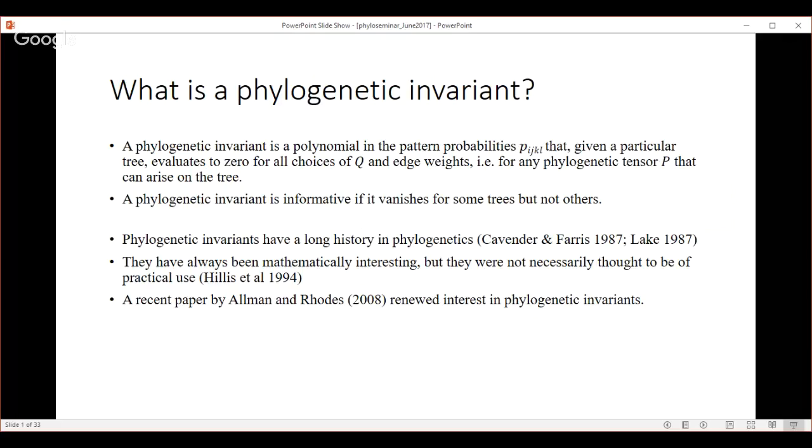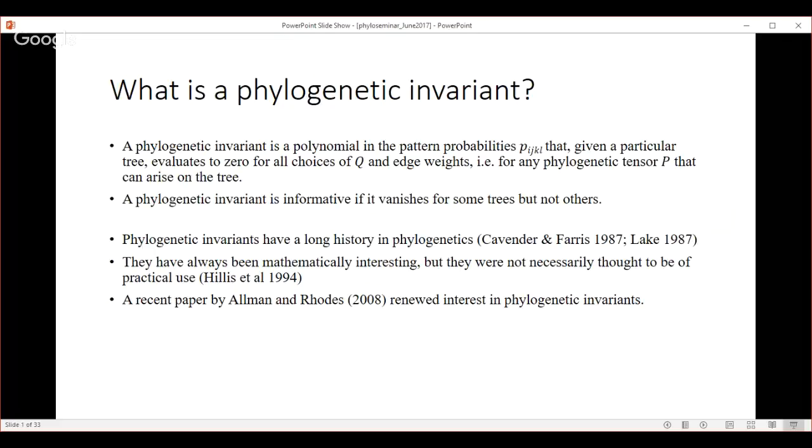All right, this has probably been well covered by the previous two talks, but for the sake of being self-contained, let's briefly say, what is a phylogenetic invariant? It's just some polynomial in our pattern probabilities and in our tree tensor, that given some particular tree is going to evaluate to zero for any choice of rate matrix, edge weights, root distribution. So for any phylogenetic tensor that can arise on this tree, that polynomial should be zero. And I guess the interesting ones are invariants that will vanish on some trees but not on others.